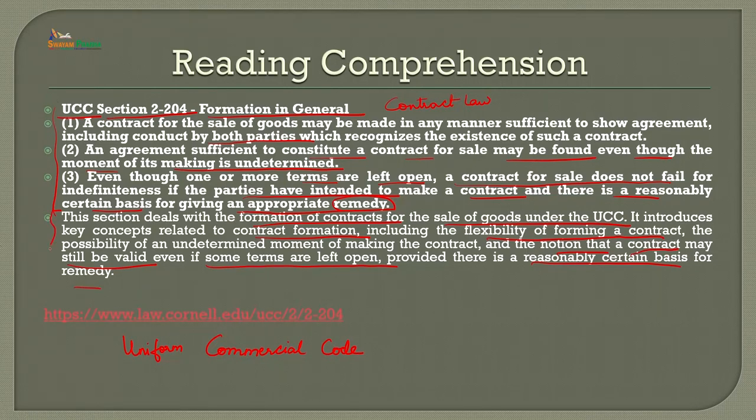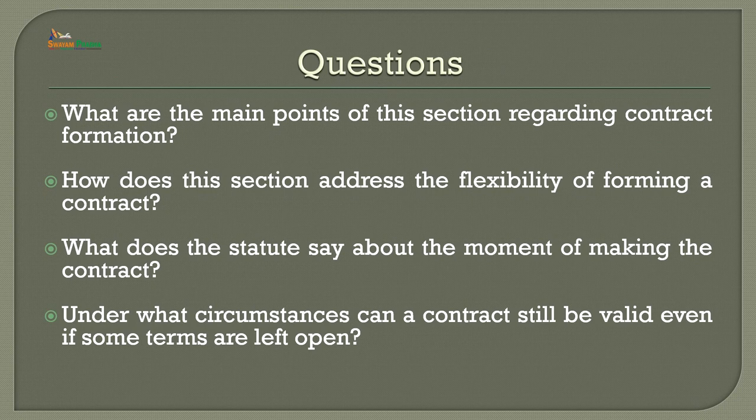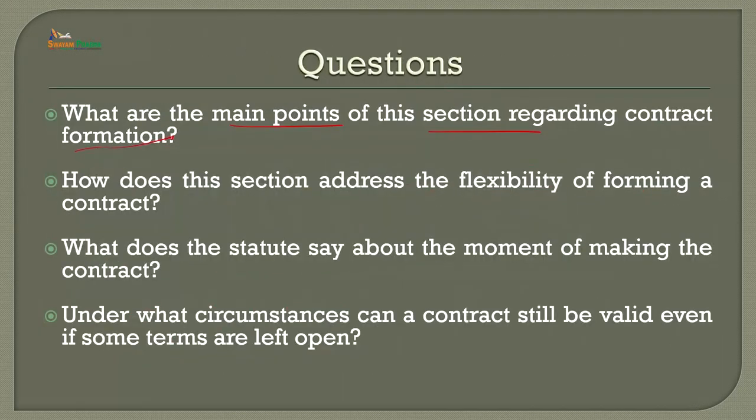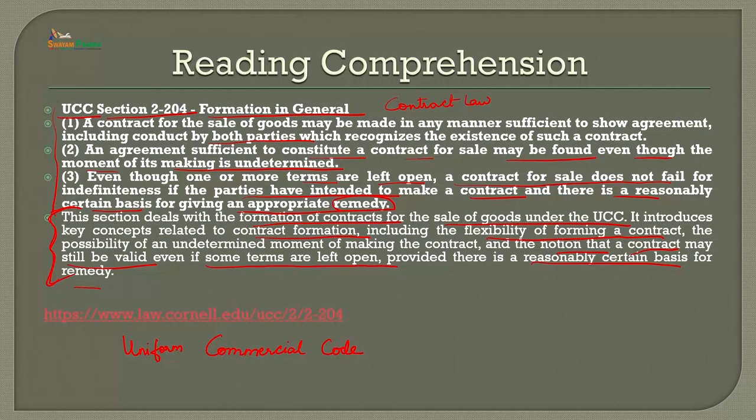So, the whole thing is summarized through this particular paragraph. Now, the questions are here. What are the main points of this section regarding contract formation? Here you are going to summarize these three points. We have contract formation over here: a contract for sale may be found even though the moment of its making is undetermined. So, this is sufficient.